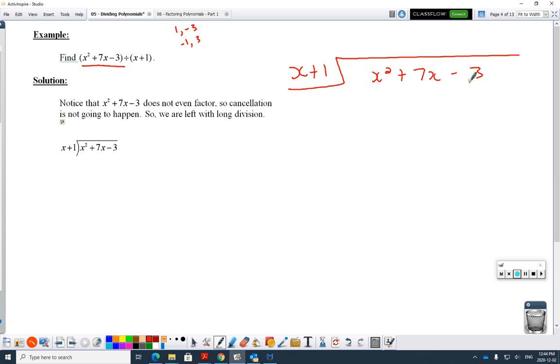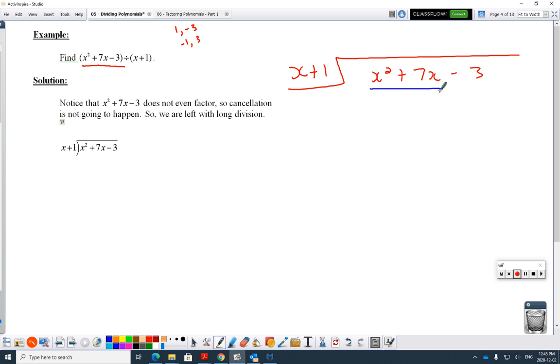I don't know how to do x plus 1 into this whole thing, so I'm only going to go after part of it. The part of it this time is the part that has the same number of terms that I already have. If you're like, where are you getting that from? Wait, you'll see in just a second why it has to be the same number of terms. So I've got two terms here, x plus 1, so I go after two terms here.